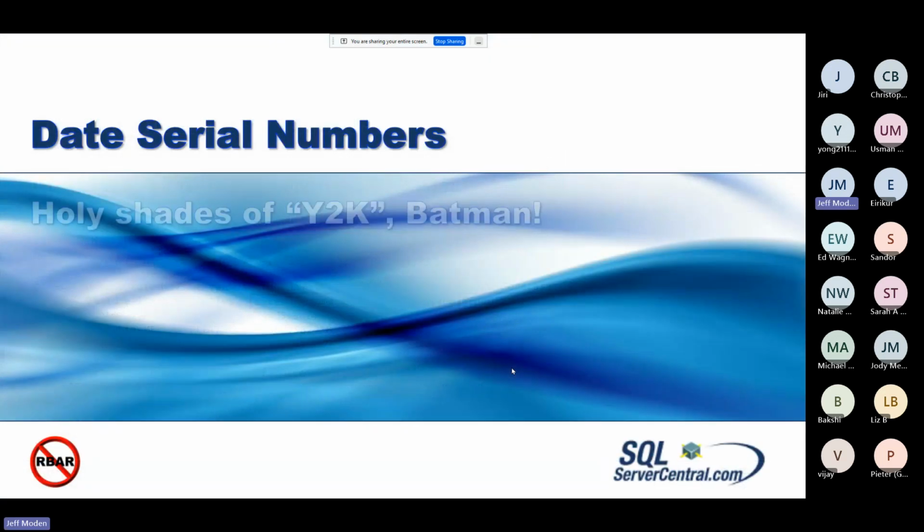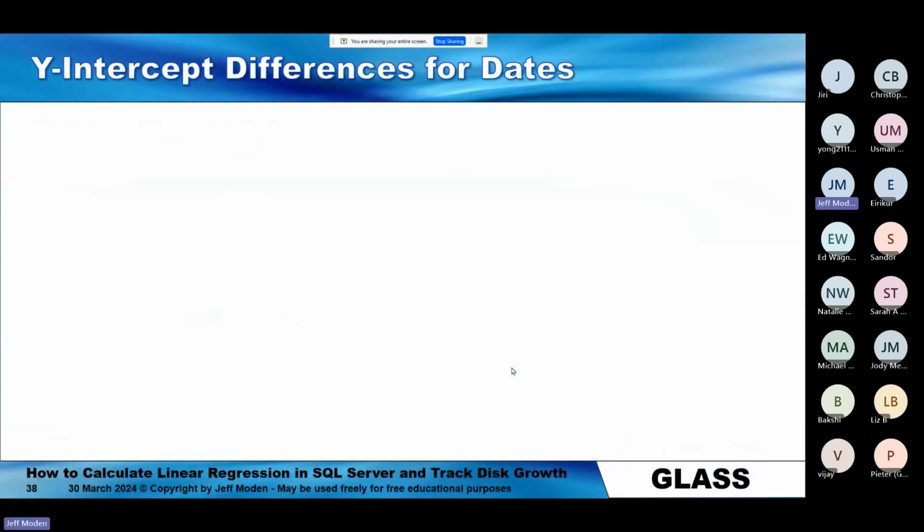Alrighty, date serial numbers. Holy shades of Y2K. This goes back, way back to the first time that I ever saw Excel. And yeah, that was so long ago when God said, "Let there be light," I threw the switch.